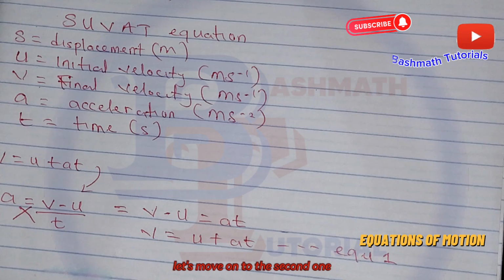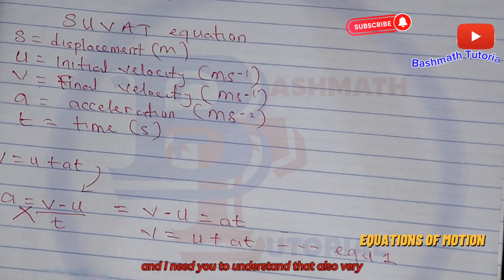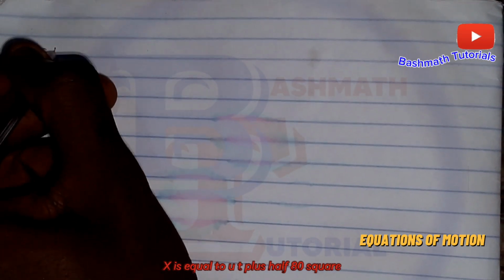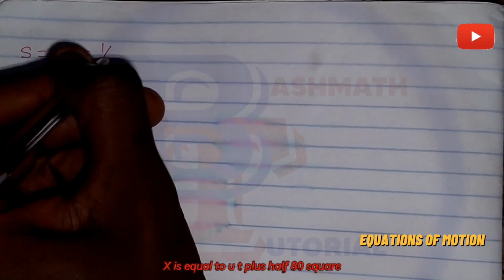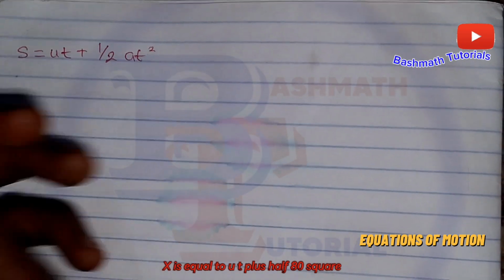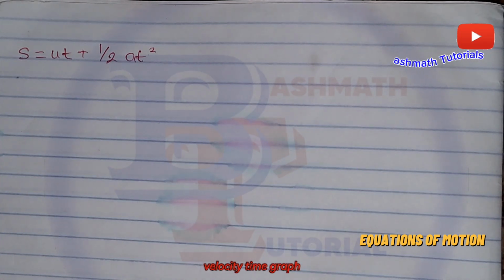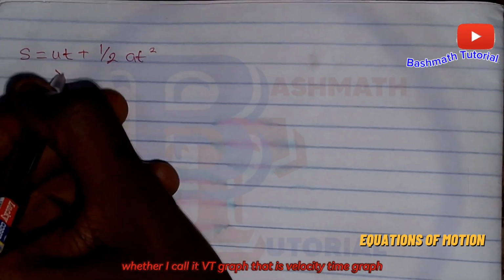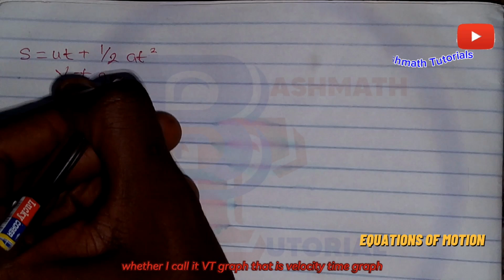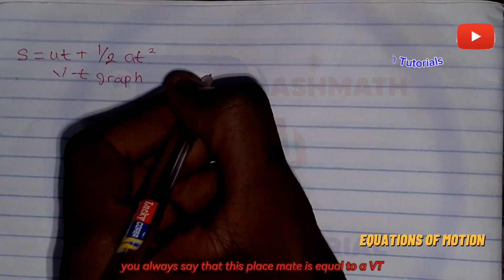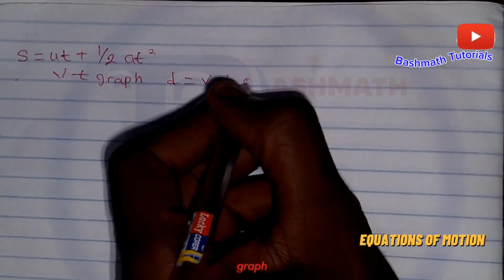All right, let's move on to the second one, and I need you to understand that also very well. The second equation here is x is equal to ut plus half at squared. Now how do you derive an equation like this? An equation like this is known from the velocity time graph. Why do I call it a VT graph? We always say that displacement is equal to the area under the velocity time graph.